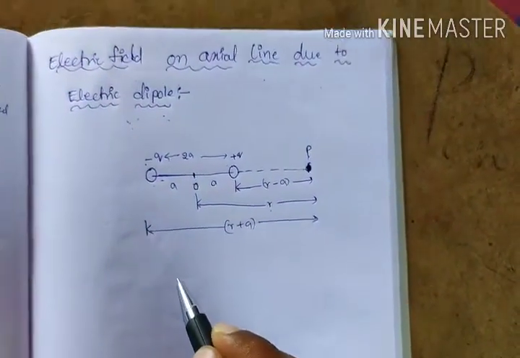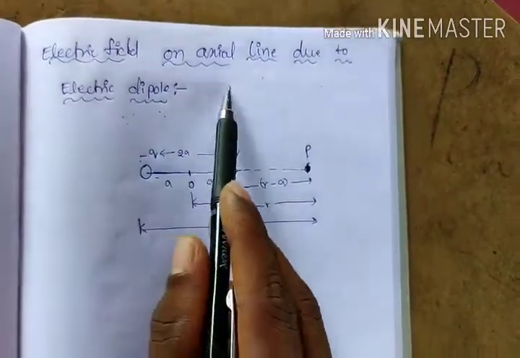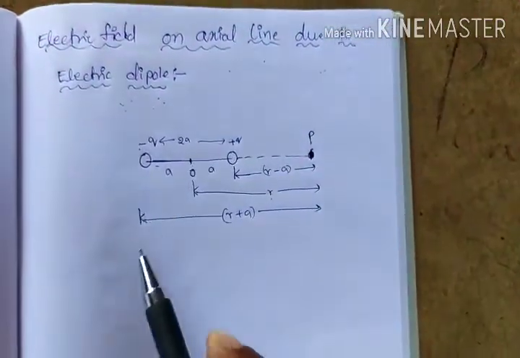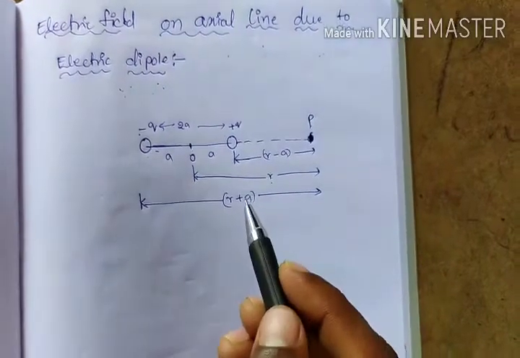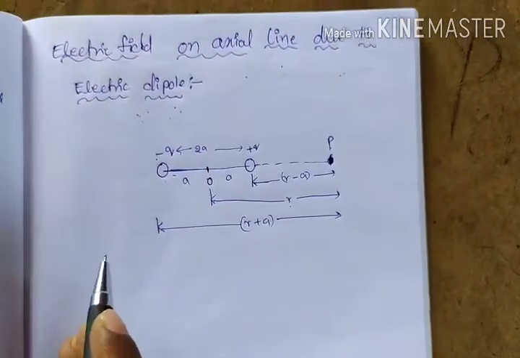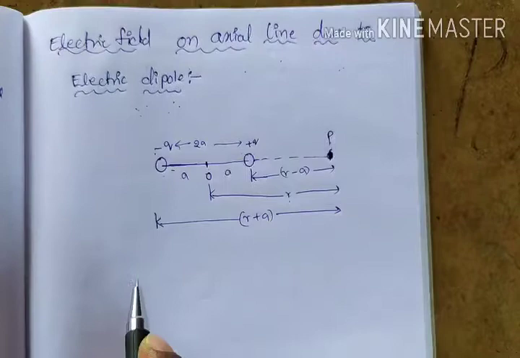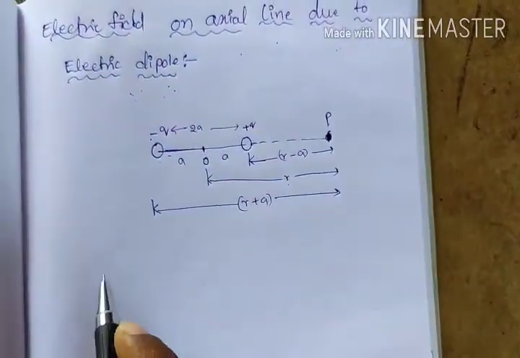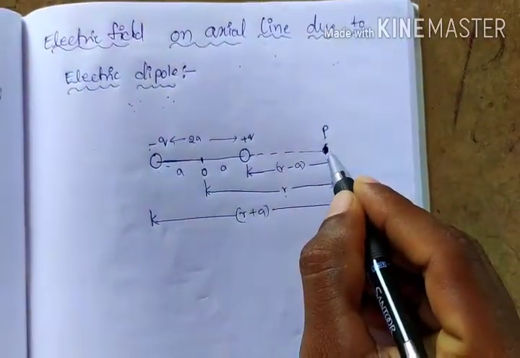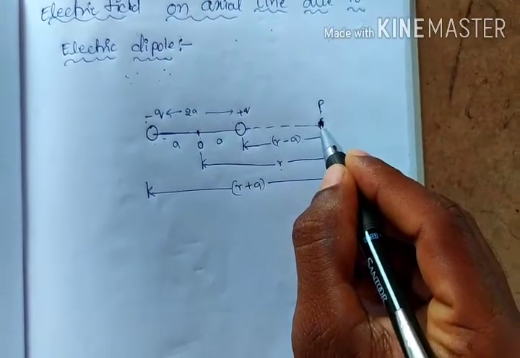Okay. This is the effective diagram, electric field on axial line due to electric dipole. Now we have to develop one equation for electric field intensity on axial line of point P. So now we have to draw a direction first of all. What is the direction here?